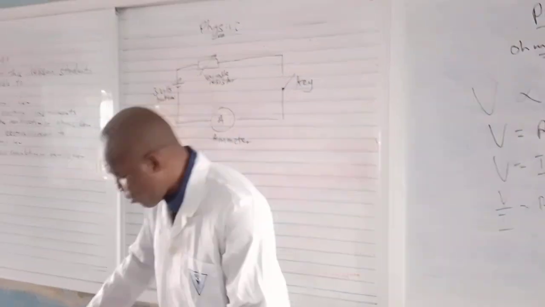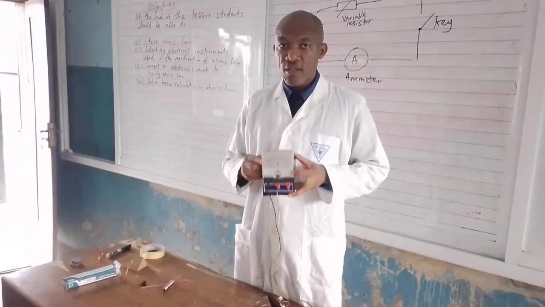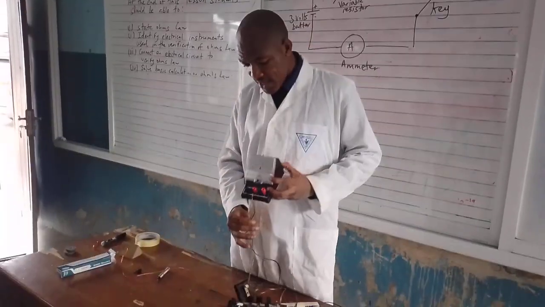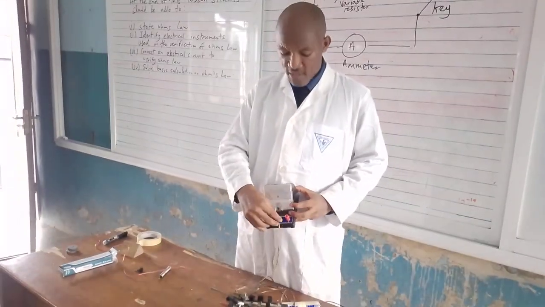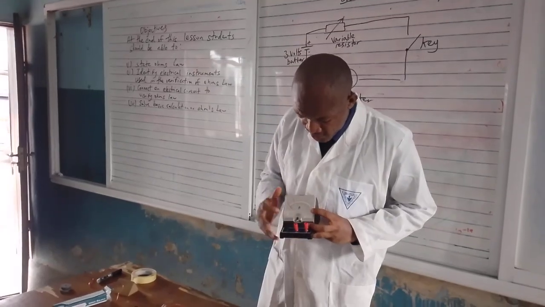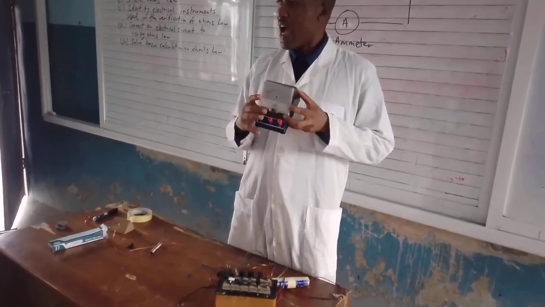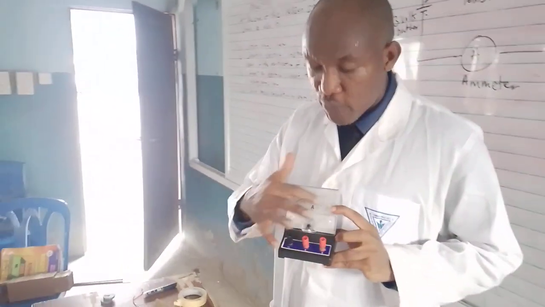Now, if you look at this instrument, this is called an ammeter. What did I call it? An ammeter. It's an instrument used for measuring current. So being that it's used for measuring current, you can see here 0 to 2. This means that I can use this to measure current of up to 0 to 2 amperes. Okay? I can also use it for 0 to 5.